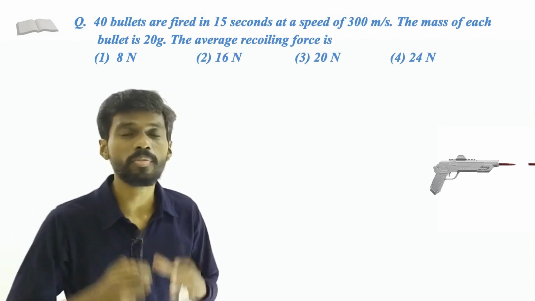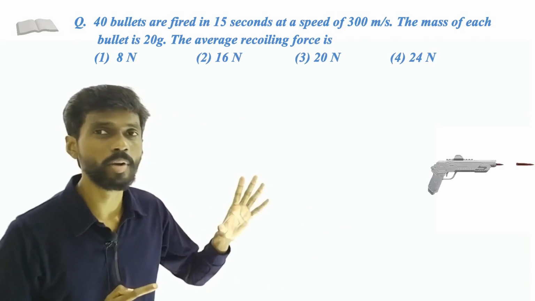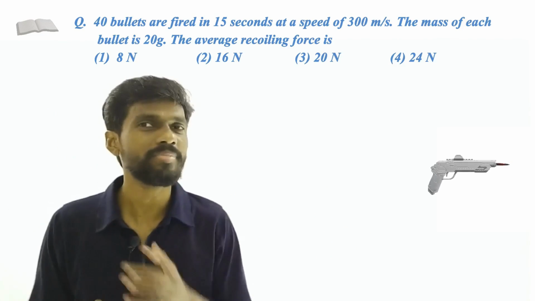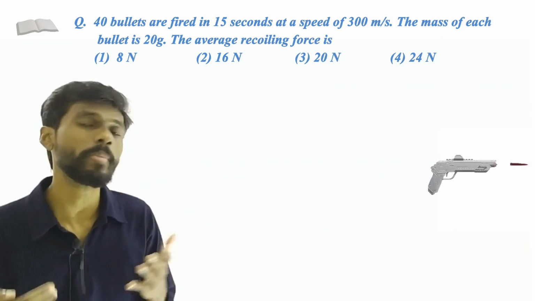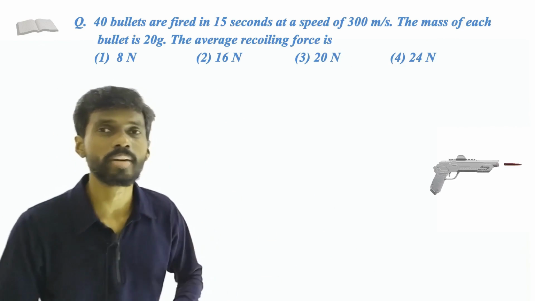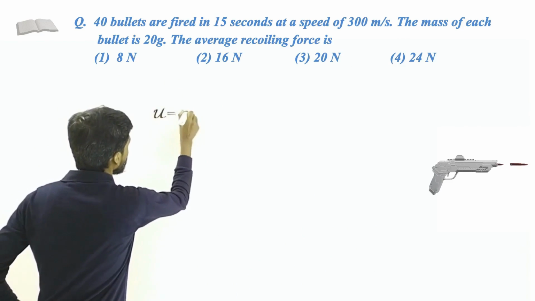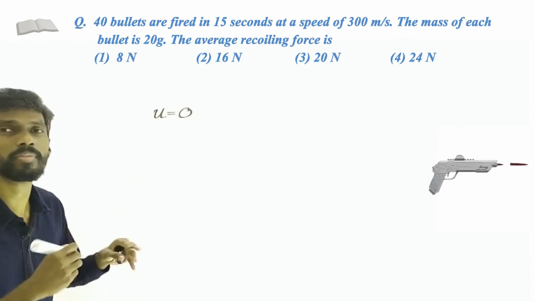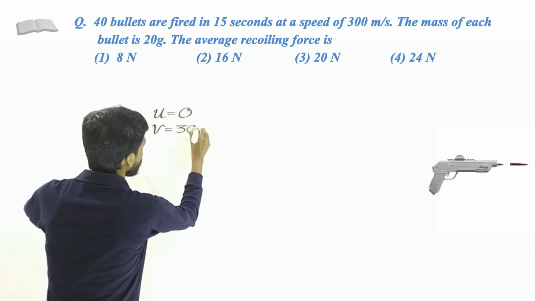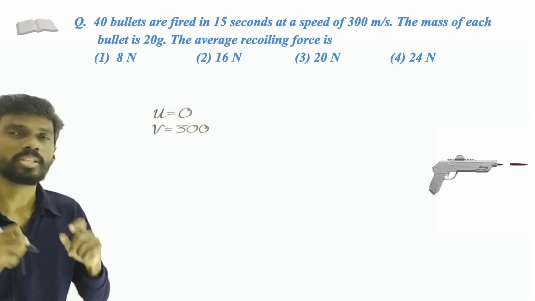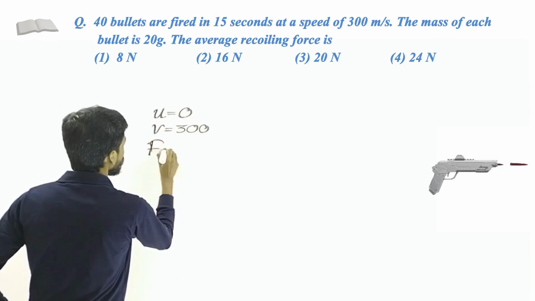So instead of finding the force on the pistol, we can find the force on the bullet, but not one bullet, 40 bullets. Let us find the force using the change in momentum, because we know the initial speed and final speed. Let us use the change in momentum formula to find the average force. What is the initial speed of the bullet? That is 0, right? Initially the speed of the bullet is 0. Now the final speed of the bullet is given to be 300 meter per second. So initial speed and final speed are known. Let us find the average force.